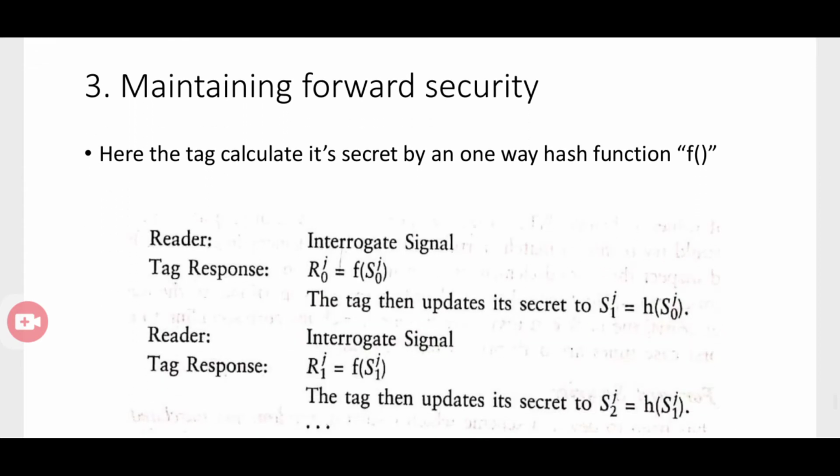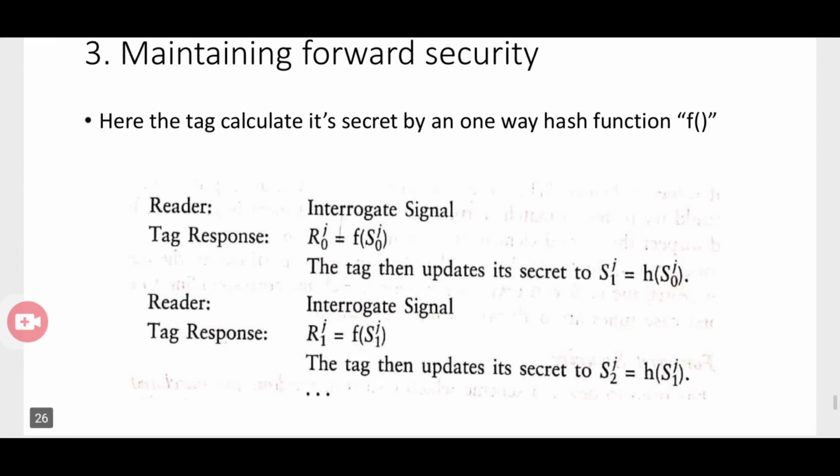Also, we can maintain forward security by using a one-way hash function. Here the tag calculates its secret by a one-way hash function, and it can be transferred to the reader in a secured communication way. So for protecting from unauthorized access, we can maintain some solutions at the physical layer as well as the application layer. But for allowing an authorized reader, or to protect authorized access, we can use some hash values or a hash list and maintain forward security by using a one-way hash function.